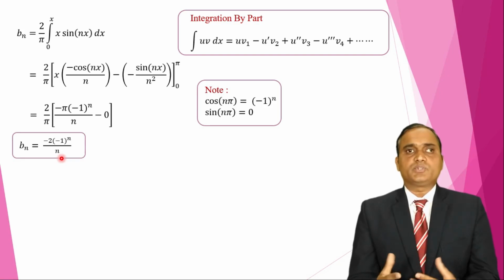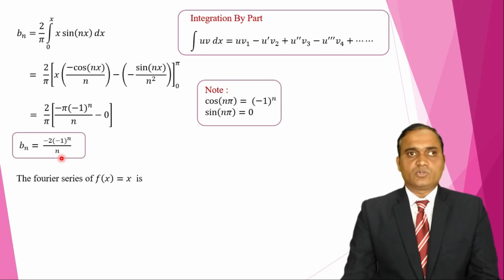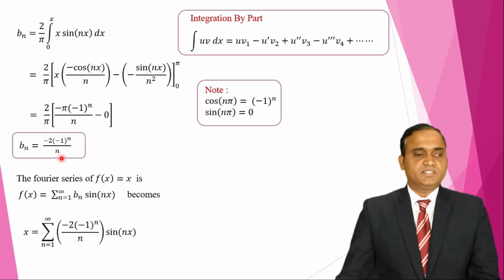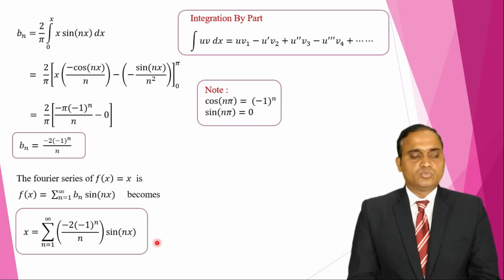So now we just have to substitute in our Fourier series formula. Fourier series of f of x, where f of x is equal to x, is equal to summation Bn sin nx. Bn is replaced by that value, minus 2 minus 1 raised to n upon n, sin nx. So this is our final Fourier series representation of x.